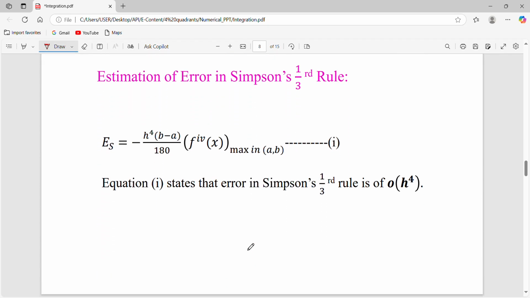Estimation of error in Simpson's one-third rule. Here the error is minus h to the power 4 times (b minus a) by 180 times f to the power 4 of x. So here the error involves the fourth order derivative. That's why the error is of order 4.